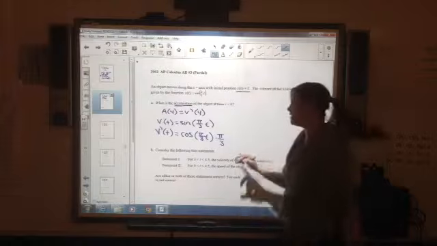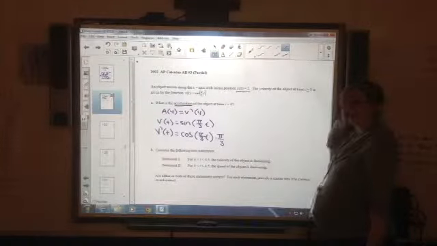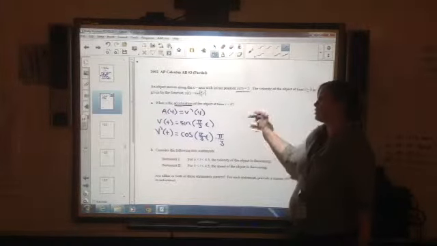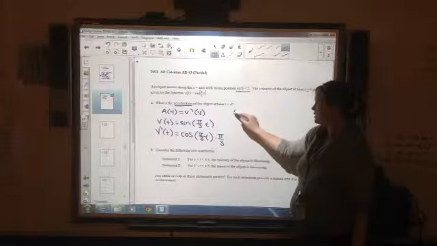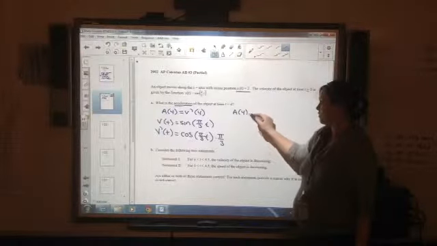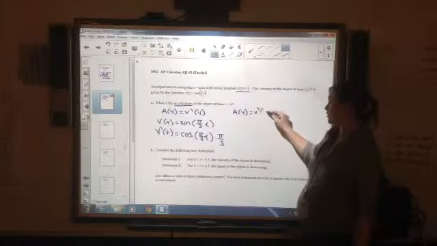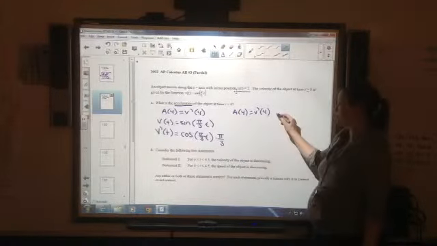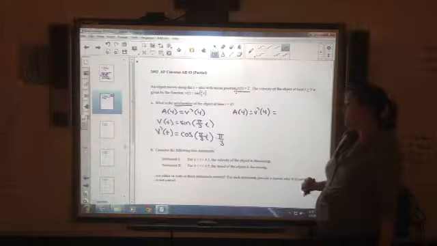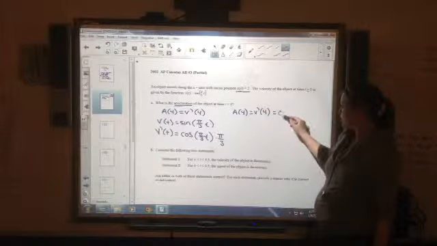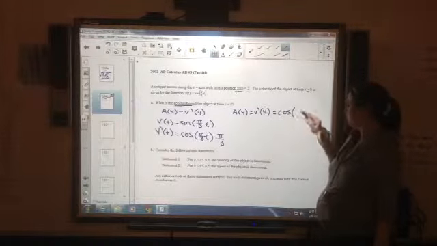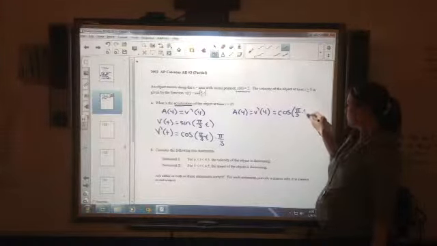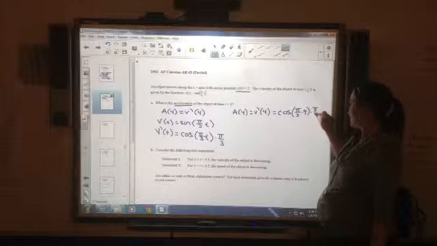Okay, next part, I need to figure out, well, what is the acceleration at 4? So the acceleration at 4 is going to be the derivative at 4. You don't have to write this multiple times. You could have just written up here, but I just want to make sure you understand. At time 4 would be cosine of pi over 3 times 4 times pi over 3.